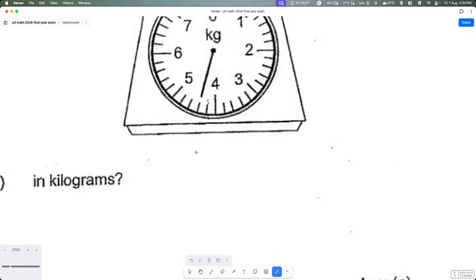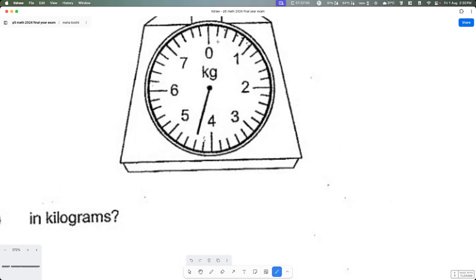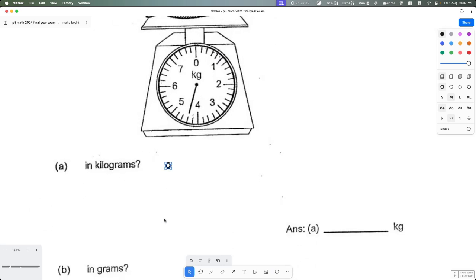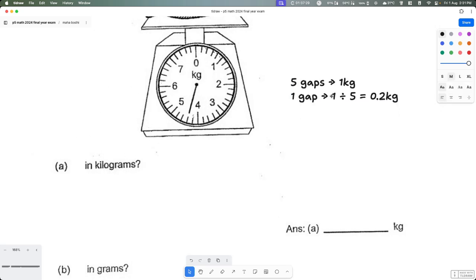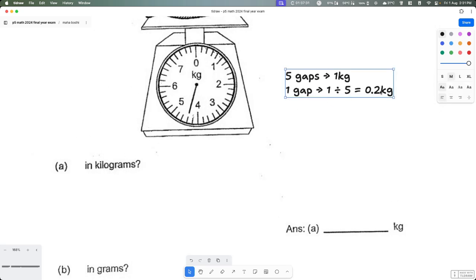Okay, so you want to see how many gaps there are from 0 to 1. So I'm gonna use a circle instead. Right, so we have 1 gap, 2, 3, 4, and 5. 5 gaps. Okay, so in this case, 5 gaps is equal to 1 kilogram. So 1 gap is equal to 1 divided by 5. So this will be 0.2 kilograms in this case over here, right? So 1 gap is essentially 1 divided by 5, which is just 0.2.